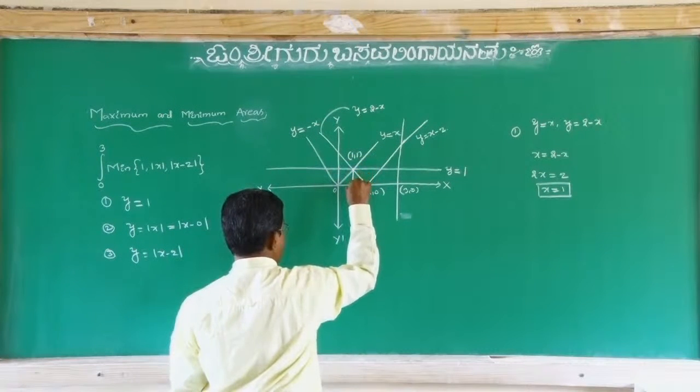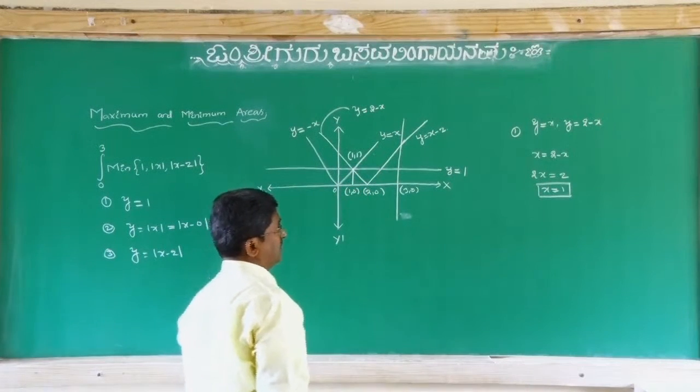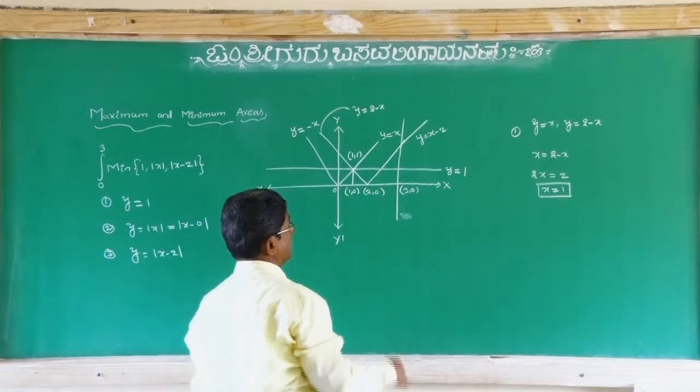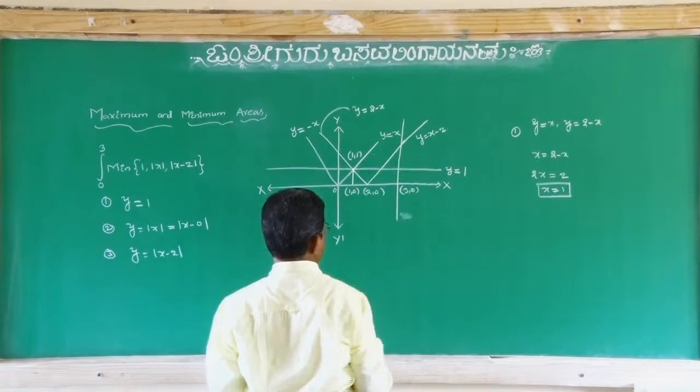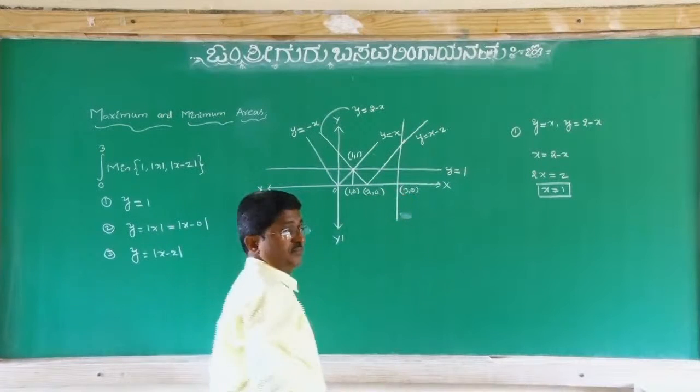Draw a perpendicular to the x-axis. This point now I call 1, 0. Now the next one is y equal to x minus 2 given. The area region bounded over the interval 0 to 3.